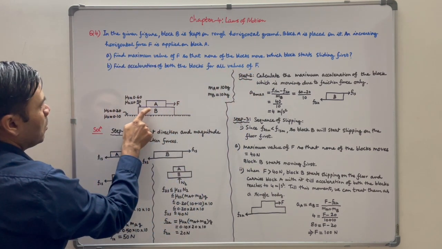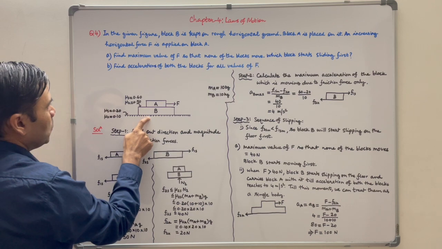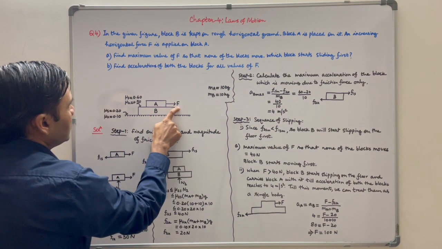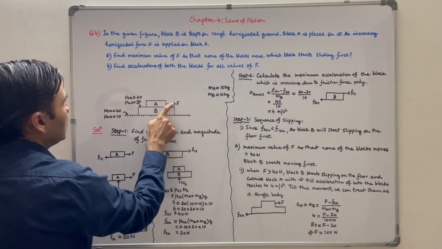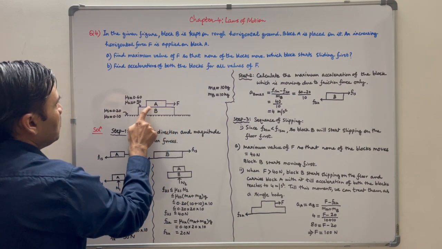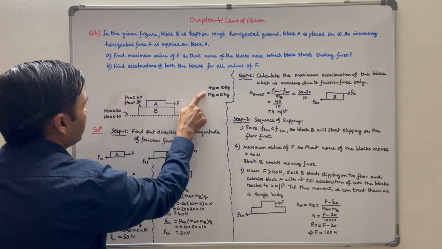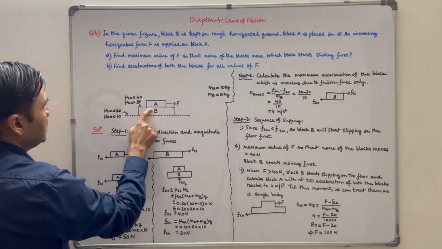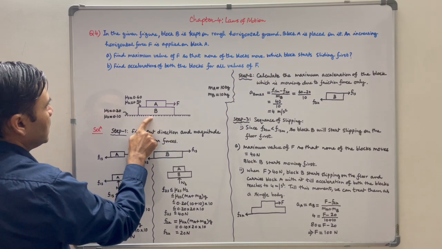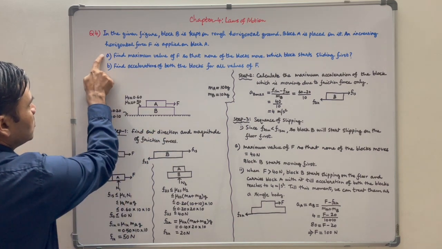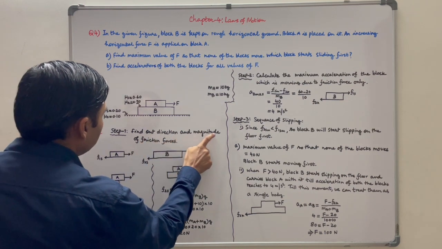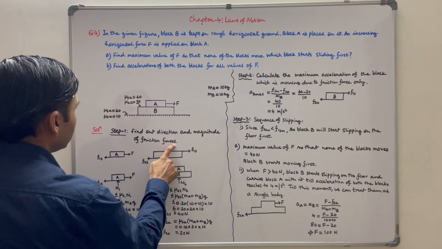It is given that block B is kept on rough floor. Block A is kept on block B. An increasing horizontal force F is applied on block A. Mass of both the blocks is 10 kg. Coefficients of static and kinetic friction between these two contact surfaces are given. We have to answer these two parts. First step, find out direction and magnitude of friction forces.